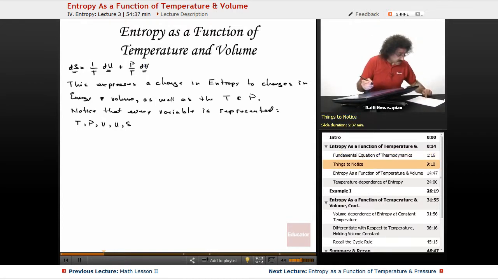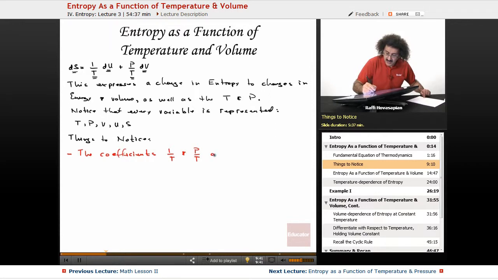Okay, some other things to notice. Actually, I think I'll go ahead and do this in red. Why not? So, things to notice. The coefficients 1 over T and P over T are positive. Very, very important.